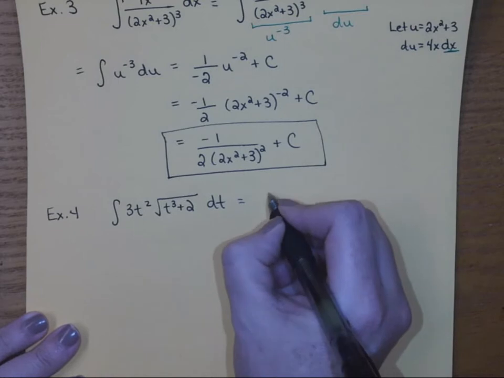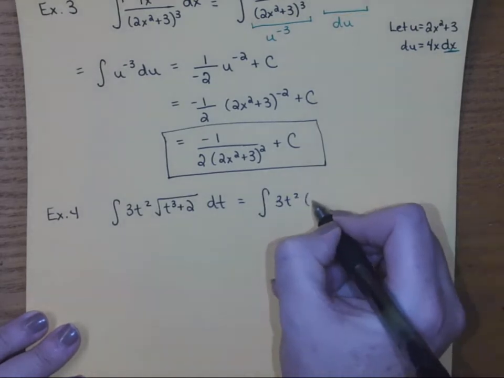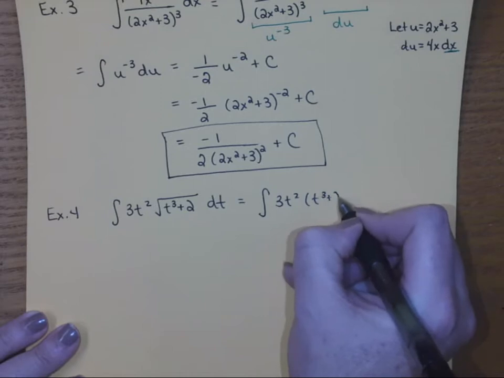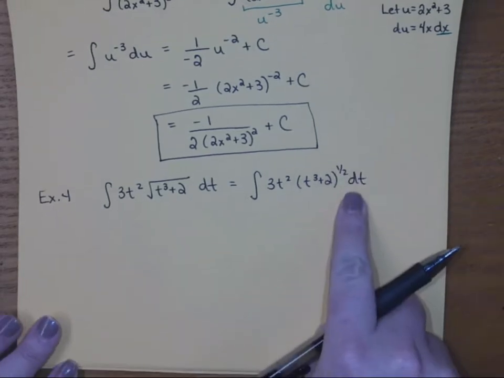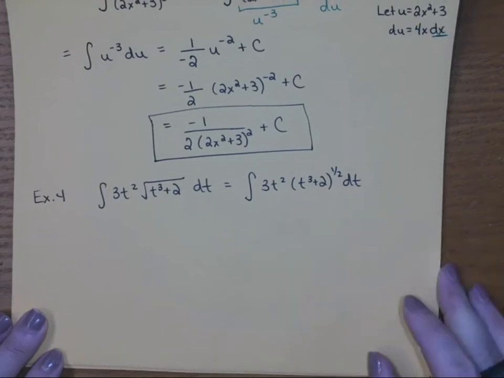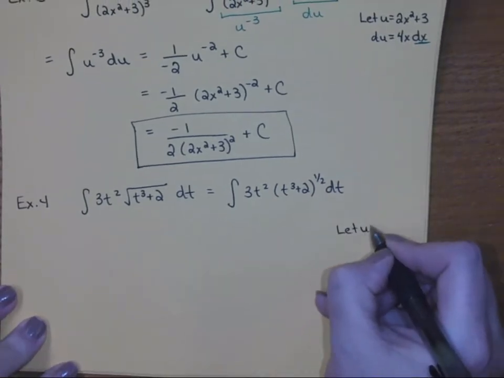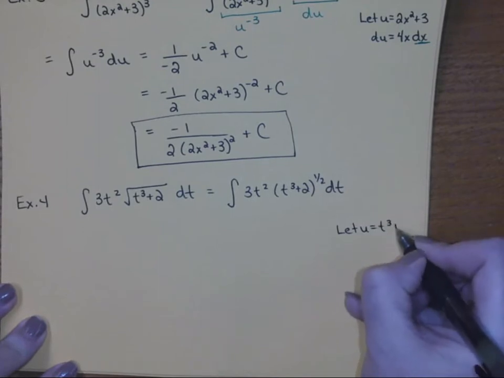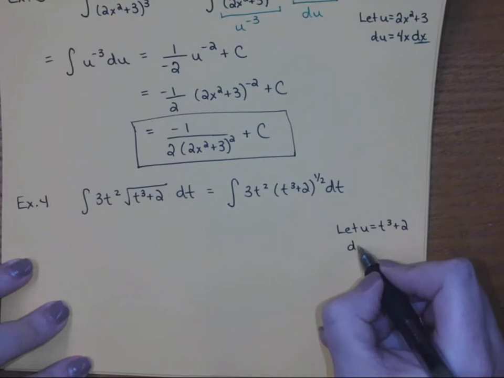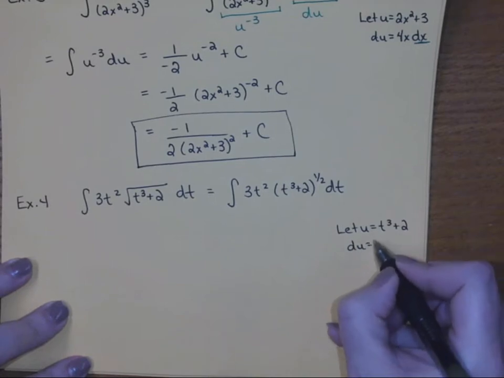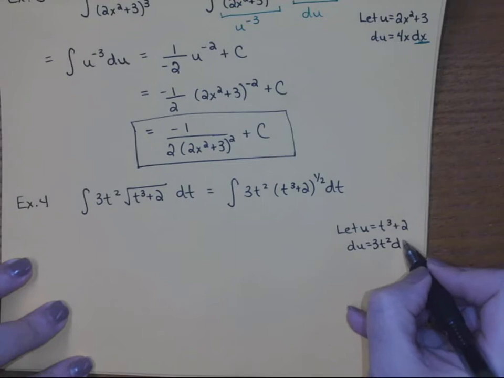So my first suggestion would be to rewrite this. This is 3t squared, right? And this would be t cubed plus 2 to the 1/2 power. Okay, notice we end with that notation because we are talking about the letter t. So we're going to let u be the inside function. So u is going to be t cubed plus 2. And the derivative of that would be move the power to the front, 3t squared, and then dt.